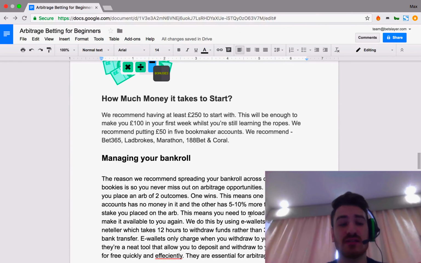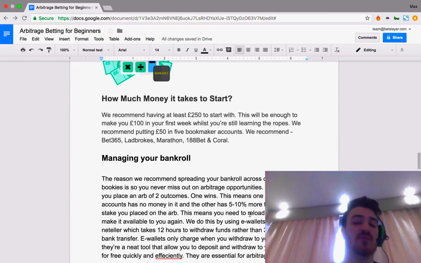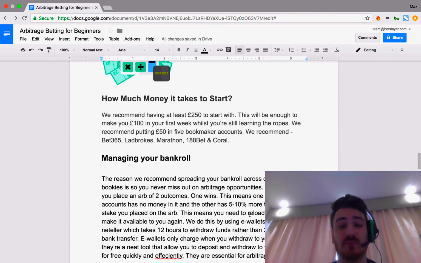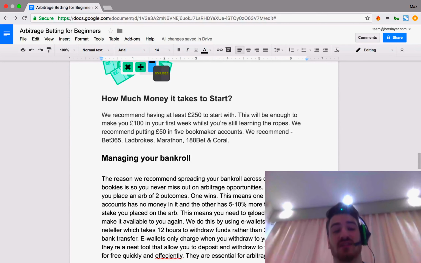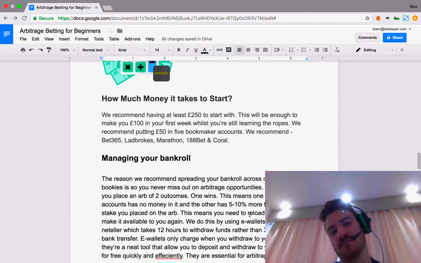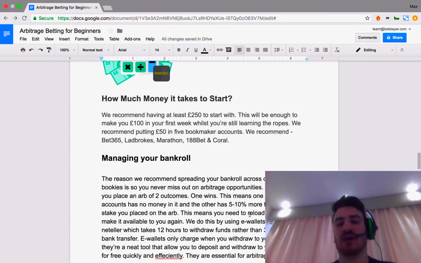How much money do you need to start? We recommend having at least £250 to start with. This is enough to make £100 in your first week whilst you're still learning the ropes and keeping stakes relatively low. So we recommend 5 times £50 in bookmaker accounts like Bet365, Ladbrokes, Marathon, 188Bet, Coral, maybe Paddy Power, whatever, if you've got accounts open already. There are so many opportunities, it doesn't matter what bookmaker you have open.